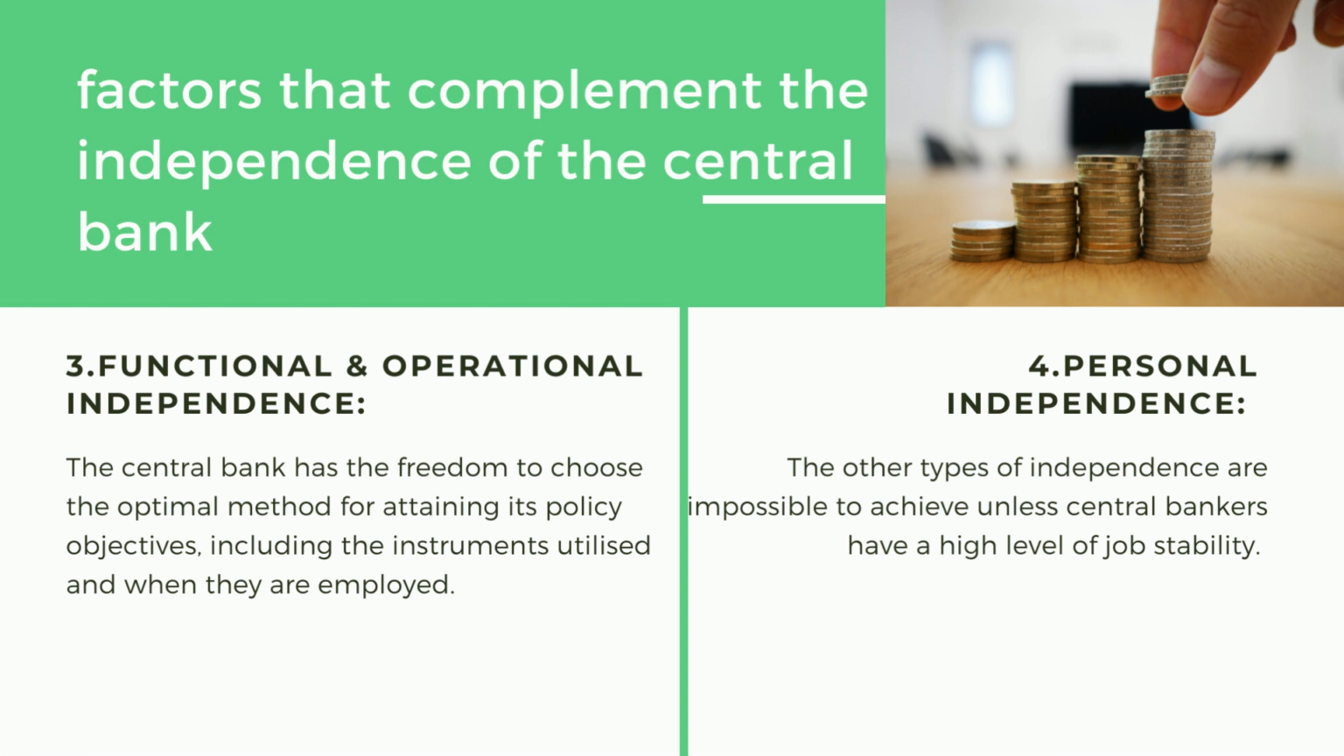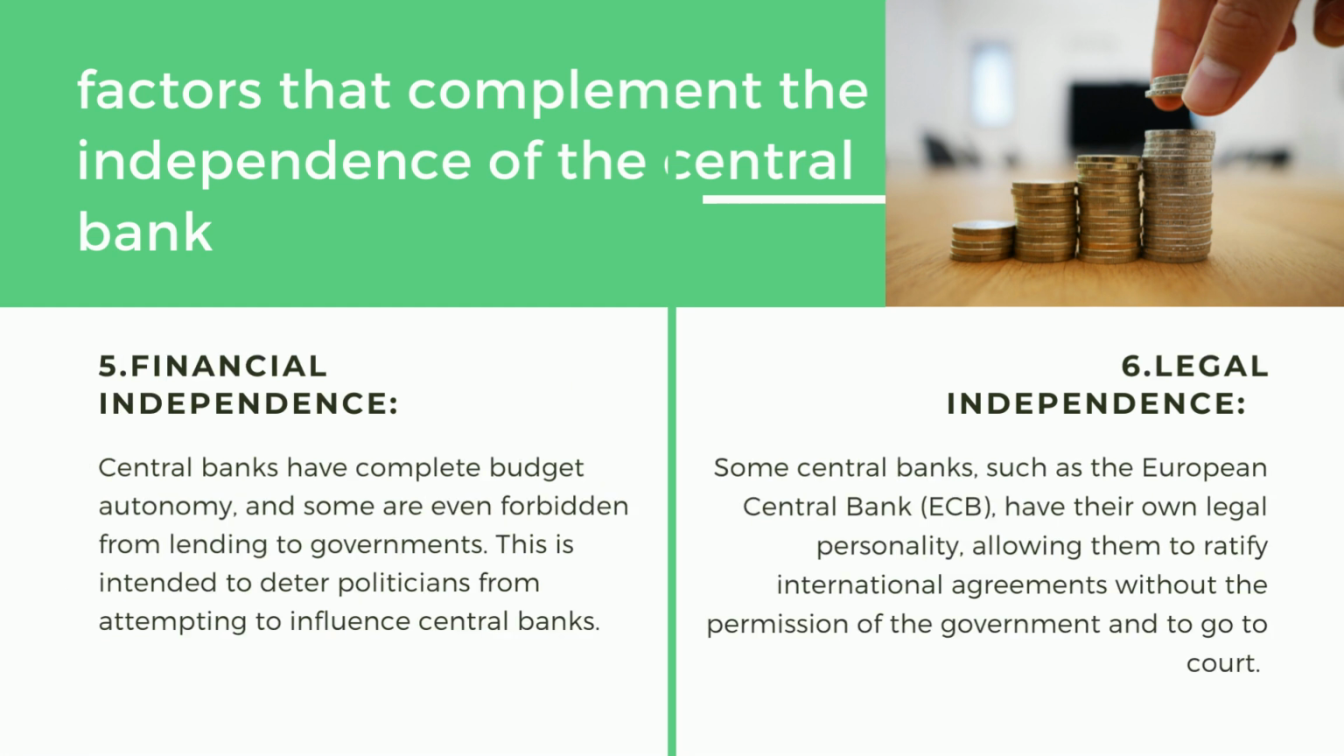And the last one is personal independence. The other types of independence are impossible to achieve unless central bankers have a high level of job stability. Besides those four factors, there are two more additional factors that complement the independence of central banks. Financial independence. Central banks have complete budget autonomy and some are even forbidden from lending to government. This is intended to deter politicians from attempting to influence central banks.